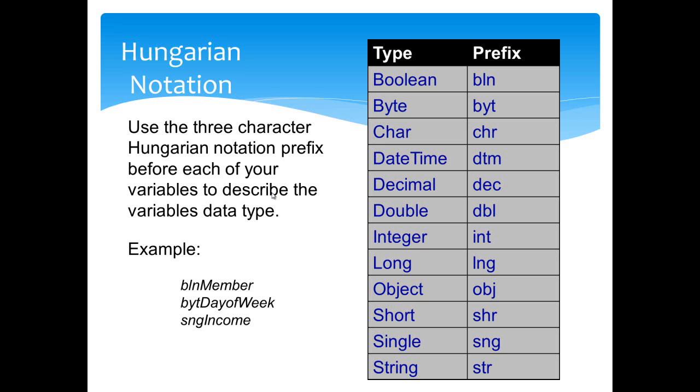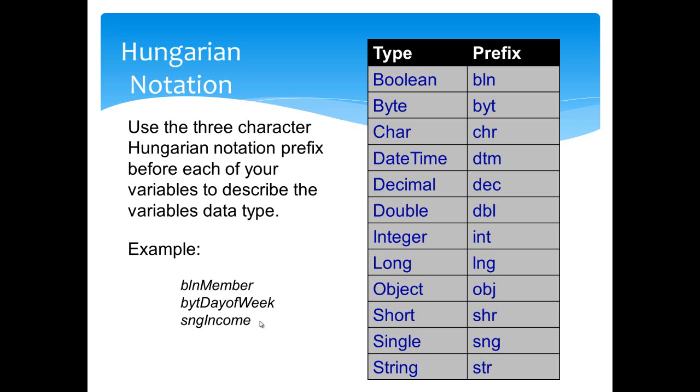Another technique that I've seen is where, like, let's take this example right here where it says Boolean member, BLN, which is Boolean, and that would be this guy up here on the top. They would call it member and type out the entire data type at the end. Member Boolean, or day of week byte, or income single, or maybe income double. Again, that's not wrong. There's no problem with doing that because it does the same thing Hungarian notation does.